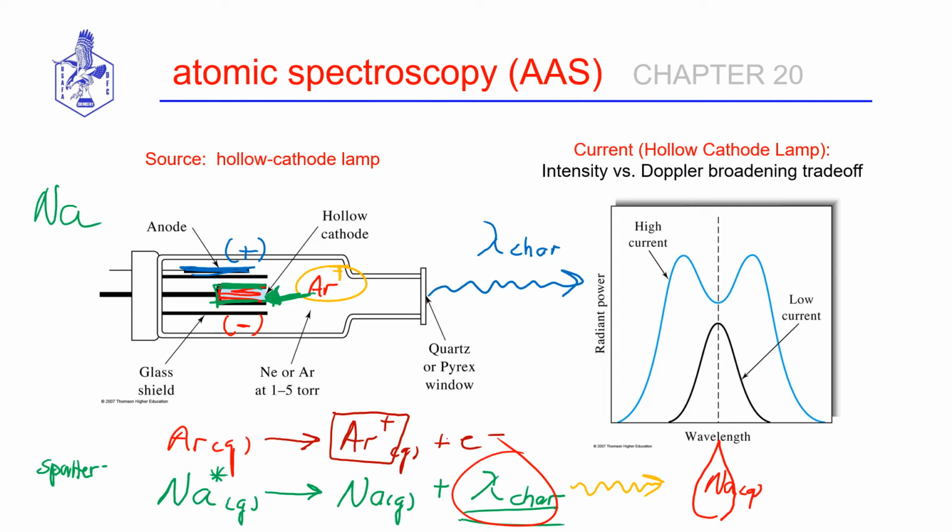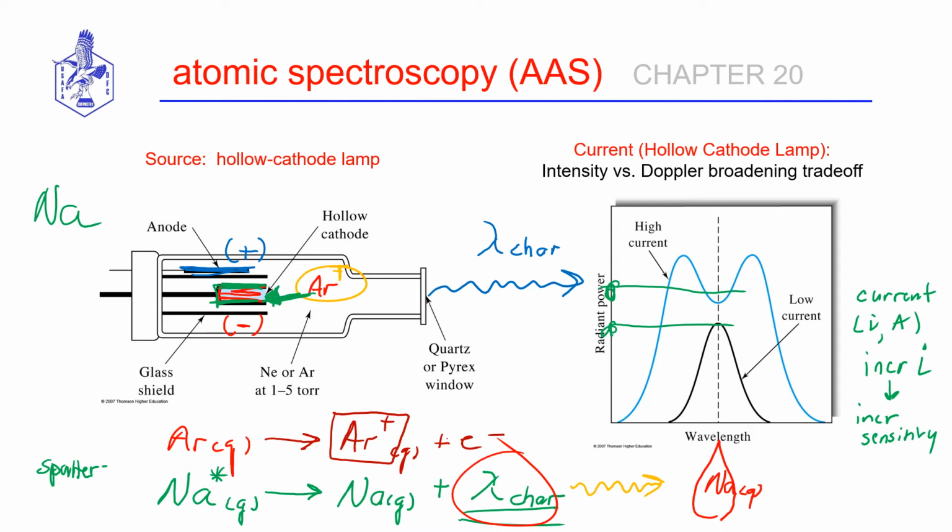The one thing you need to know about operating a hollow cathode lamp is you must choose the current, the amperes, at which you operate the lamp. It's a trade-off with sensitivity in that if you operate at higher current, you can increase the sensitivity. You'll get a more intense emission of light at a higher current than at a lower one.